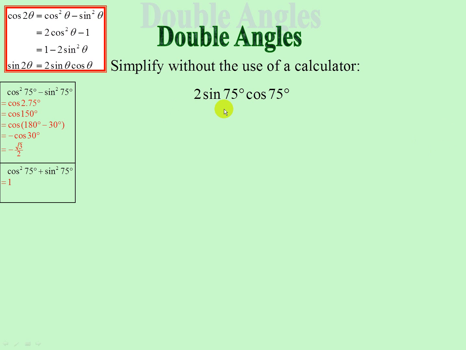2 sine 75 degrees cos 75 degrees. Well, look at the pattern. 2 sine cos. I've seen that before. Here we are. 2 sine cos gives us our sine 2 theta. So therefore this is going to be sine of twice 75, sine of 150, second quadrant, therefore sine of 30, 180 minus 30, and sine is positive, special angle half.